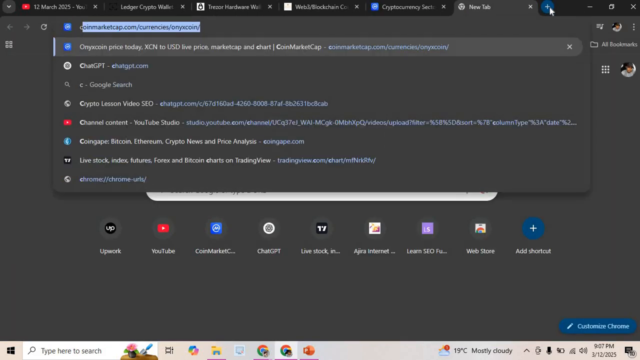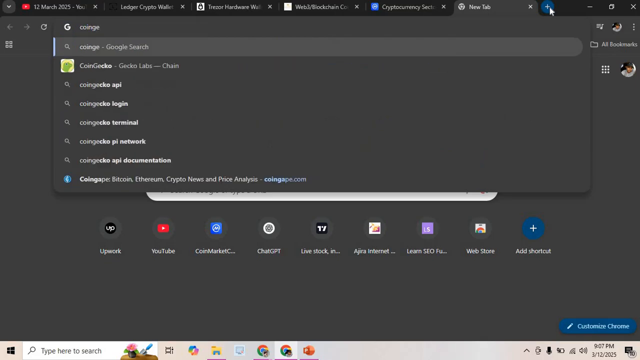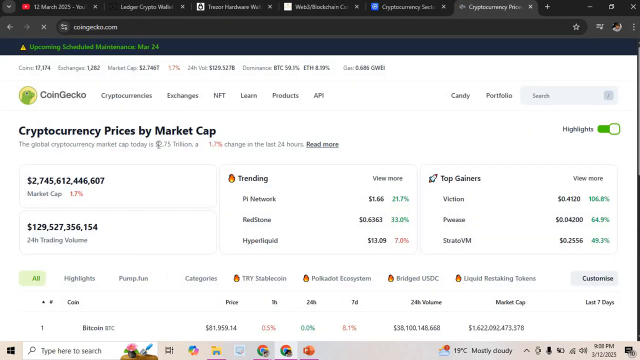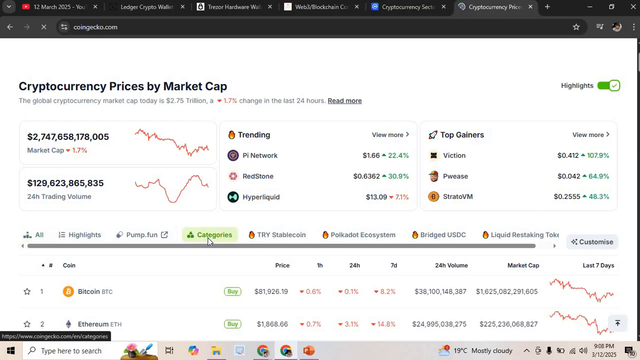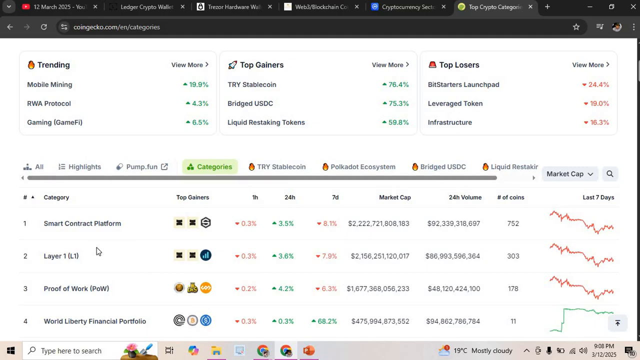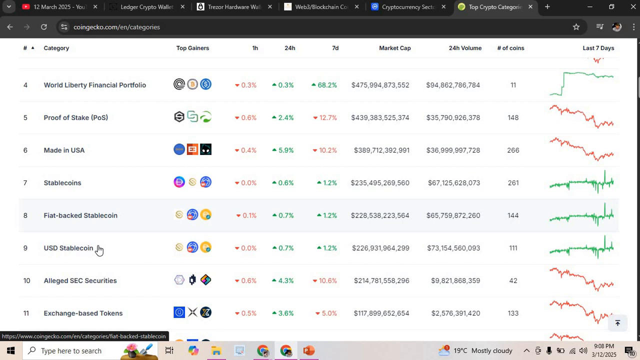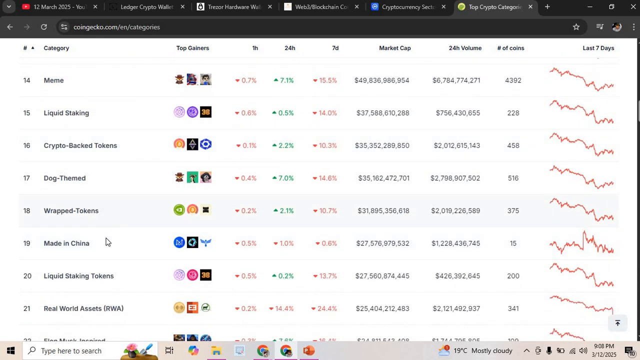cryptocurrencies. If you use another cryptocurrency aggregator like CoinGecko, it is just a crypto aggregator just like CoinMarketCap. So if you go to CoinGecko right here and you navigate to categories, then you'll see the different types of cryptocurrency. We have the smart contracts, the layer ones, the proof of work, stable coins, meme coins mentioned here as well, dog themed, made in China. All those are types of cryptocurrencies.